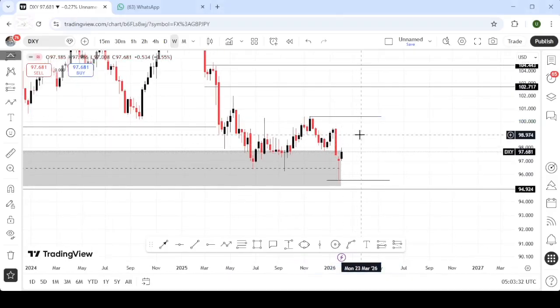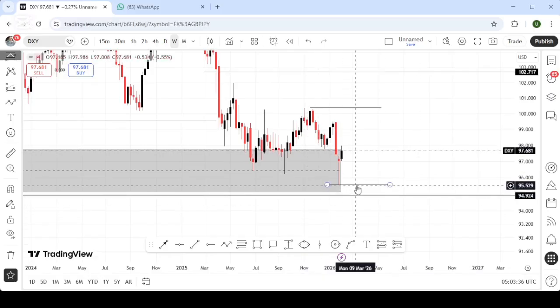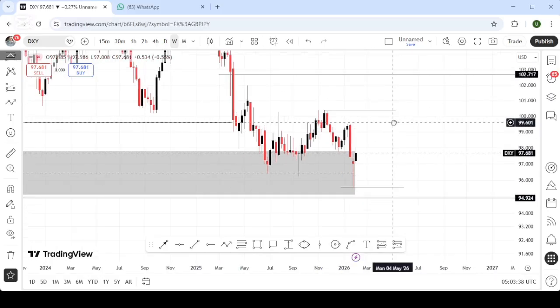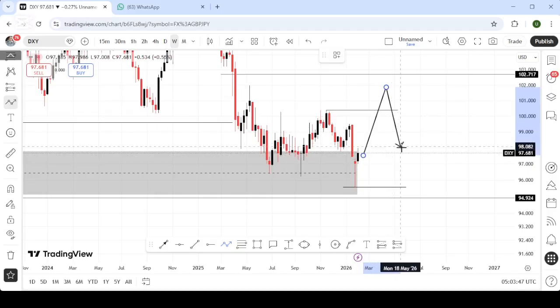You can see this was the last high we saw on a monthly time frame, and this was the last low we also saw on a monthly time frame. It simply means that if you actually want to know that this DXY has switched and is now a long-term buy, price needs to go above this level and return back, then we'll keep on buying.